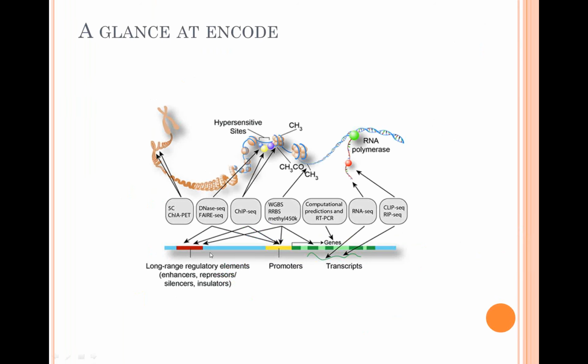And the functional elements that ENCODE looks at include the hypersensitive sites, meaning the open chromatin sites, and also the DNA methylation, histone modifications, and transcription factor binding sites, and also the RNA polymerase II occupancies. And recently they added the long-range interactions between chromosomes, as well as the enhancers, repressors, silencers, and insulators.